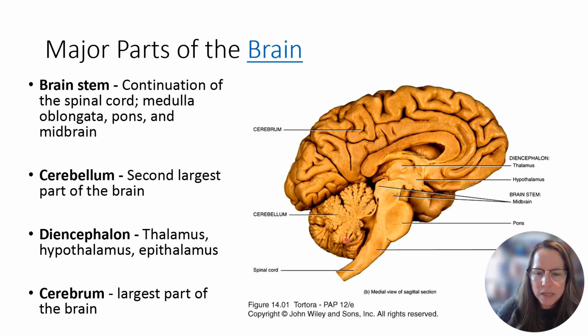Then we have our cerebellum right here, often referred to as the second brain because it looks like a little mini brain. We have our cerebrum, which is the big wrinkly part that when you think of brain, you're thinking of the cerebrum. And then here in the middle is our diencephalon.